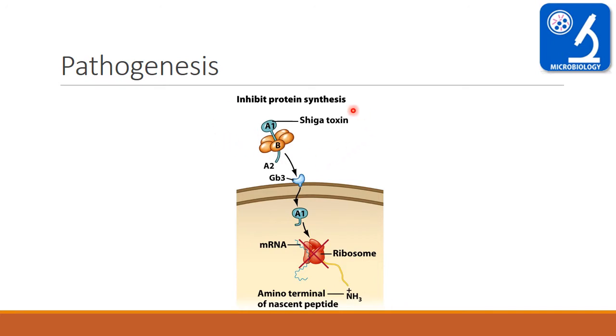So here is the Shiga toxin which is produced by the Shigella. There are two fragments of this toxin, A and B. Fragment B binds with the Gb3 receptor, and fragment A inhibits the 28S subunit of 60S ribosomes, and at last it inhibits protein synthesis. This is how cell death occurs due to the Shiga toxin.